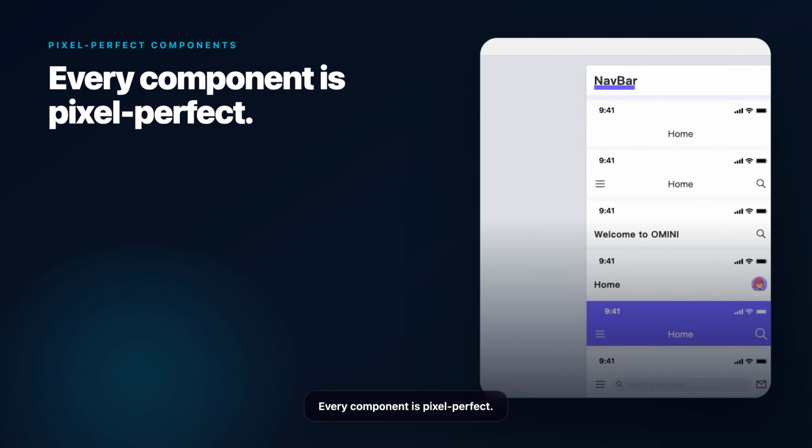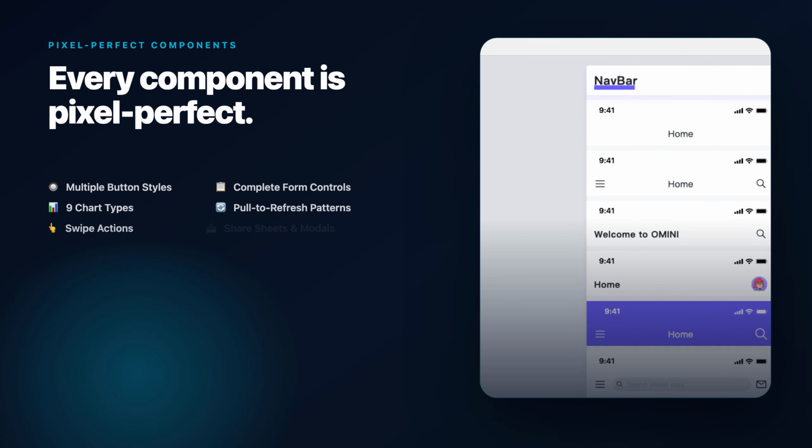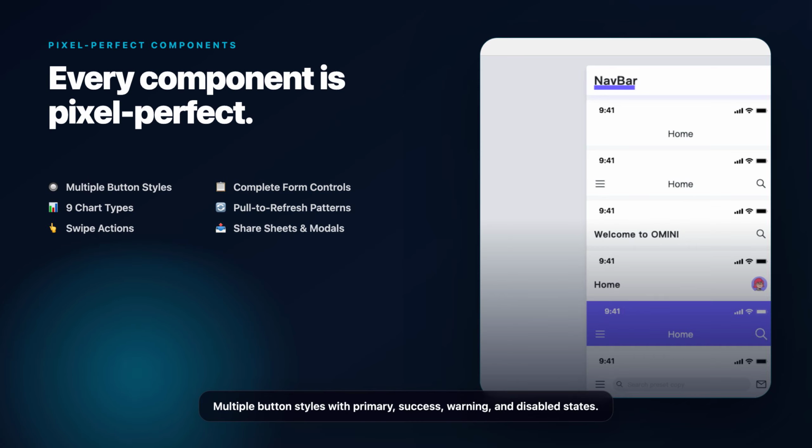Every component is pixel perfect. Multiple button styles with primary, success, warning, and disabled states. Complete form controls including checkboxes, radios, date pickers, and sliders. 9 chart types from histograms and line charts to radar and heat maps.